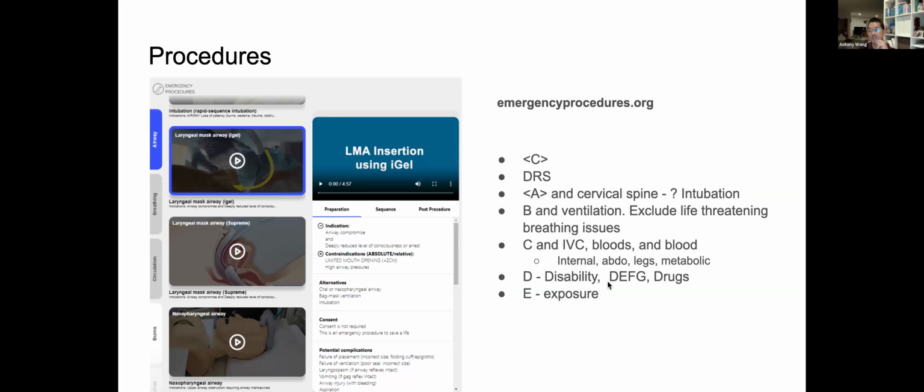Then, of course, to finish off is disability. Don't ever forget the glucose and drugs and exposure. And exposure is really important because exposure links into temperature, and temperature links into hypothermia. And there's the classic triad of badness or death that I call it, where enzymes and intracellular disruptions occur with hypothermia, acidosis, and hypovolemia, which is all the challenges that this patient faces.